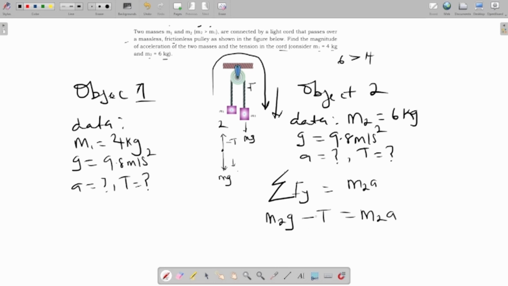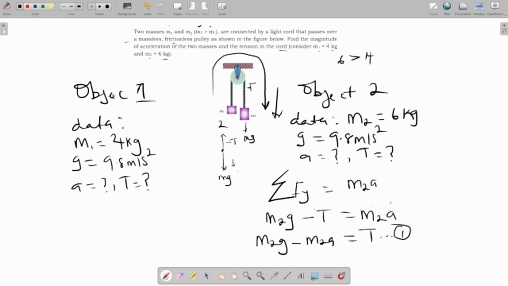Now we want to make tension the subject. Since the acceleration will be the same for object 2 and object 1, we can make tension the subject on both sides and equate them to solve for acceleration. That's what we are going to do right now. So to make tension the subject, we simply move the m2a to the other side, and the negative T to the right. So we have m2g minus m2a is equal to tension. We call this our equation 1.